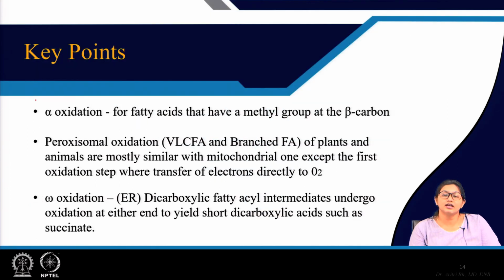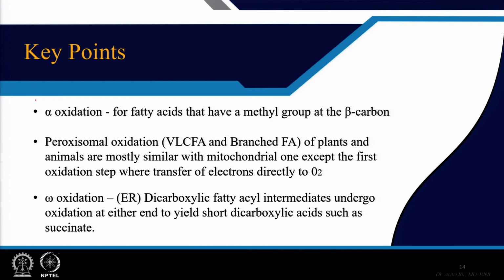So, these are the key points of today's class that we have discussed. Alpha oxidation. Alpha oxidation is specific for the branched chain fatty acid where there is a methyl group in the beta carbon. In our diet, the fatty acid which we get is phytanic acid, which is a branched chain methylated fatty acid, for which there is alpha oxidation, and also the alpha oxidation defect, Refsum's disease or infantile Refsum's disease we have discussed.